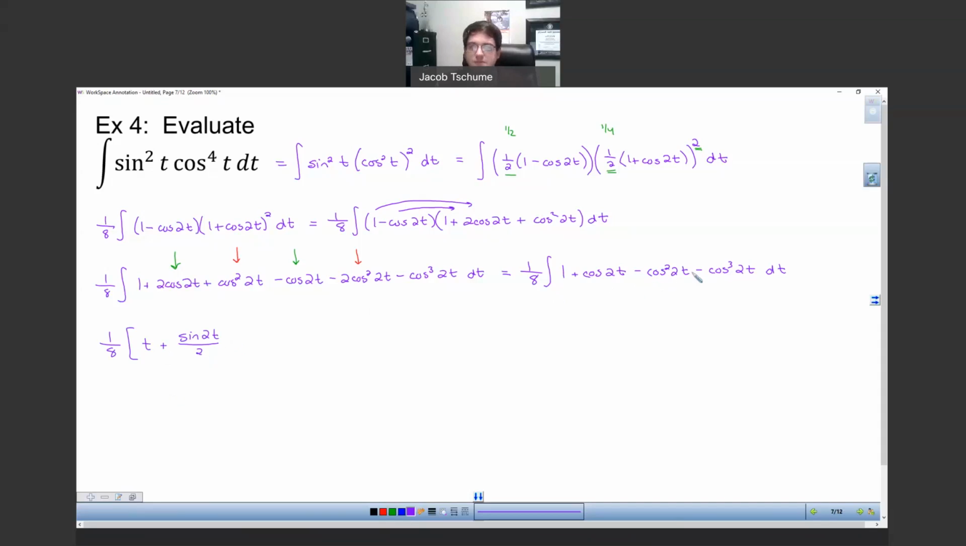The last two terms cannot be integrated directly, so we're going to have to do some more work to solve those. But what I do notice is that both of them share a negative in common. So if I factor a negative in front of our integral, because I haven't integrated these last two terms yet, you get cosine squared 2t plus cosine cubed 2t dt. But remember, when you're done integrating these, you'll have the 1/8 you'll have to bring back through.